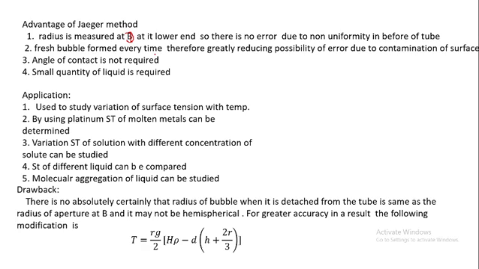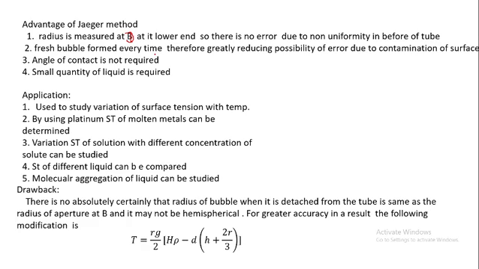What is the application of this method? The application of this method is this: it is used to study the variation of surface tension with temperature. Means we can study how surface tension varies with temperature. We can also use platinum. If we consider platinum, then we can easily measure the surface tension of molten metal.